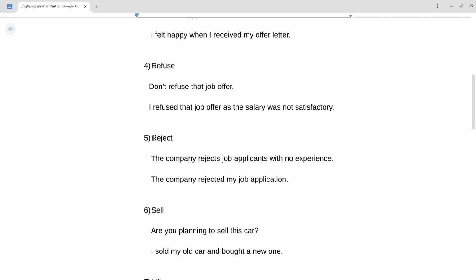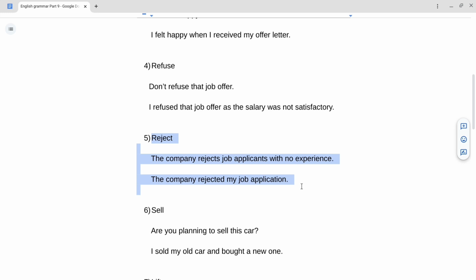Again, here the meaning is nearly the same as reject, but the situation changes. The company rejects job applicants with no experience. What does that mean? Many people apply to a particular job position which requires some kind of experience, but many people apply for this job even without experience. It is mandatory that they should have at least a few years of experience, but many apply even without it. So what does the company do? The company rejects job applicants with no experience. That is, they don't give them a job, they don't give them an opportunity for an interview.